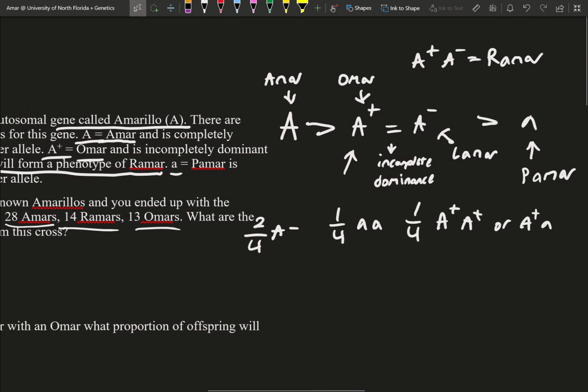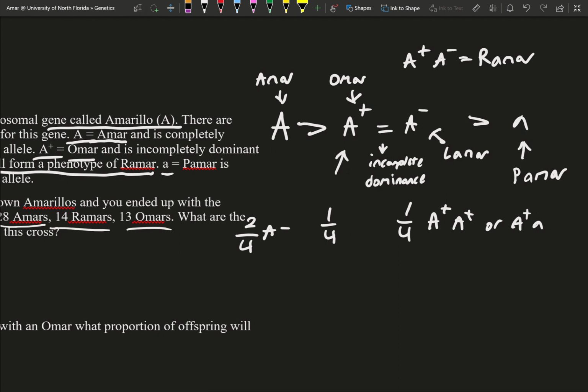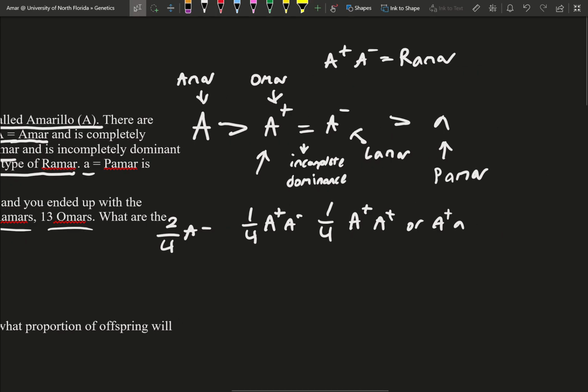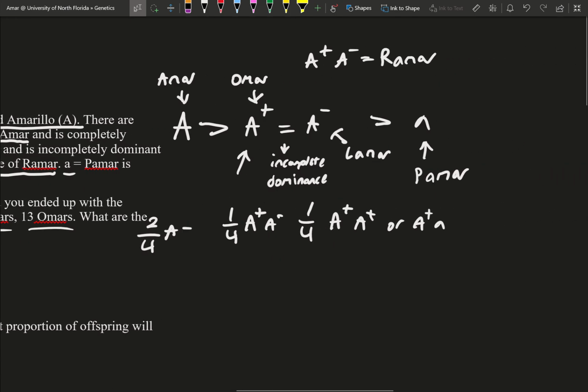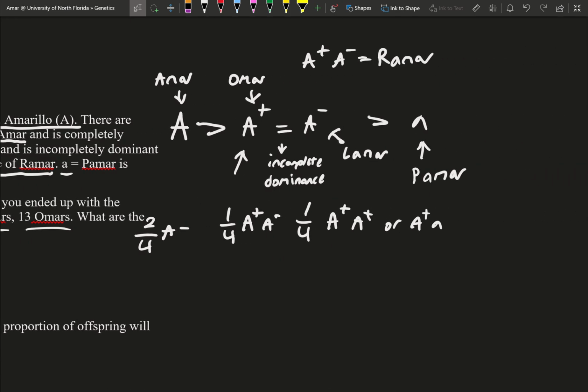So yeah, so what I did here, I made a mistake. This one should be big A plus, big A minus, because I didn't read the question, obviously. I didn't do a good job at reading it. And then you ended up with 13 Omars as well. Okay? And the Omars can be in this arrangement.